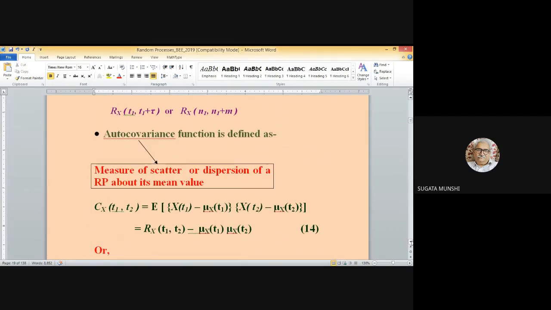So that is the autocovariance function for the continuous time random process. Equation 14a will give it for the discrete time random process. Simply, small t is to be replaced by small n.